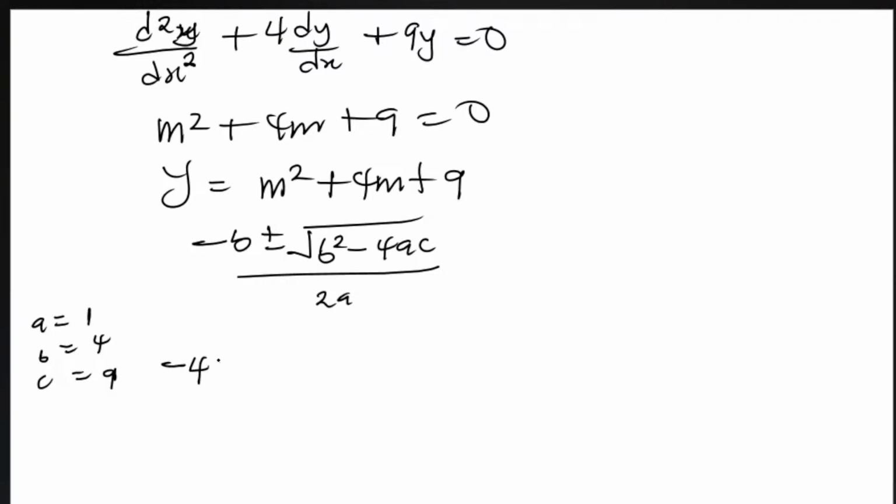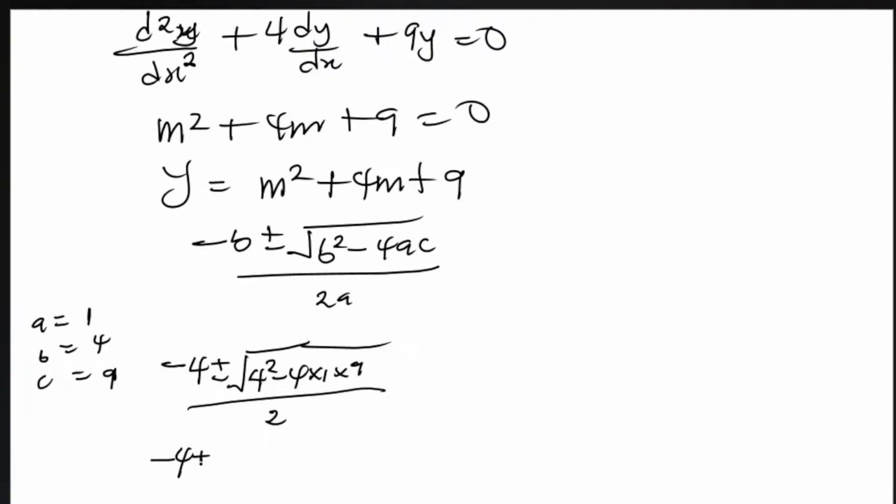Minus 4 plus or minus square root of 4 square minus 4 multiplied by what? A is 1. So you have 1 times what? C is 9. So this is 9, right? And this will be divided by 2a. And 2a, a is what? 1. So you have 2. If you simplify this, we'll simply have this to be what?